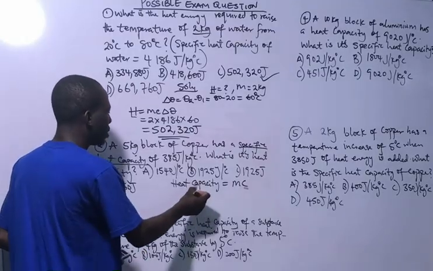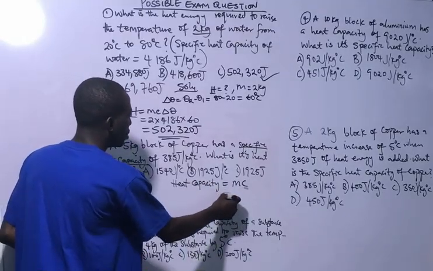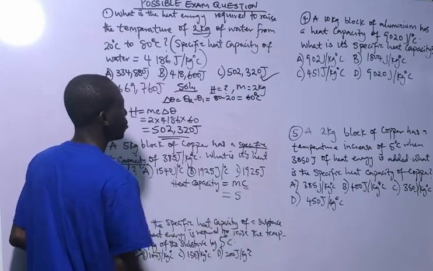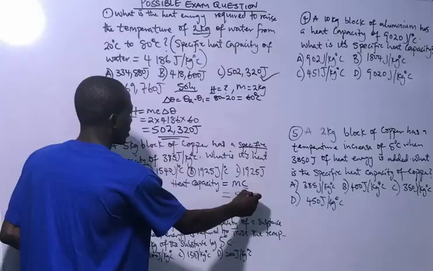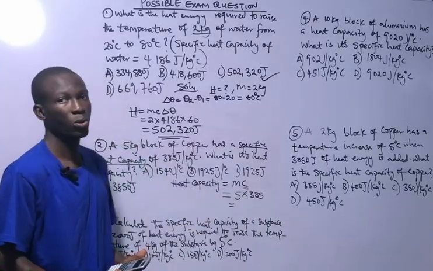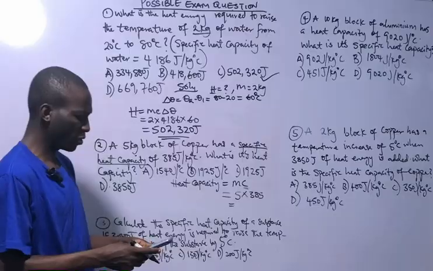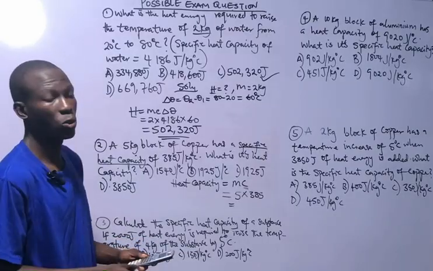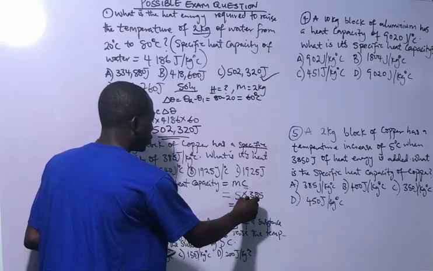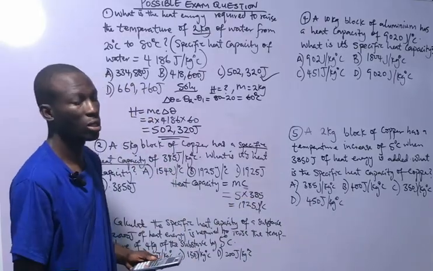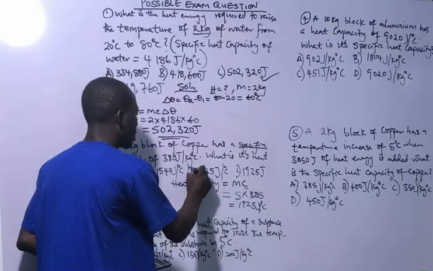To calculate this, the heat capacity is not known, the mass is given, which is 5, and the specific heat capacity is 385. So we'll multiply using the calculator to get the answer. That will be 5 times 385, which is 1925 joule per Celsius. Joule per Celsius is the unit of heat capacity. So this is the answer.